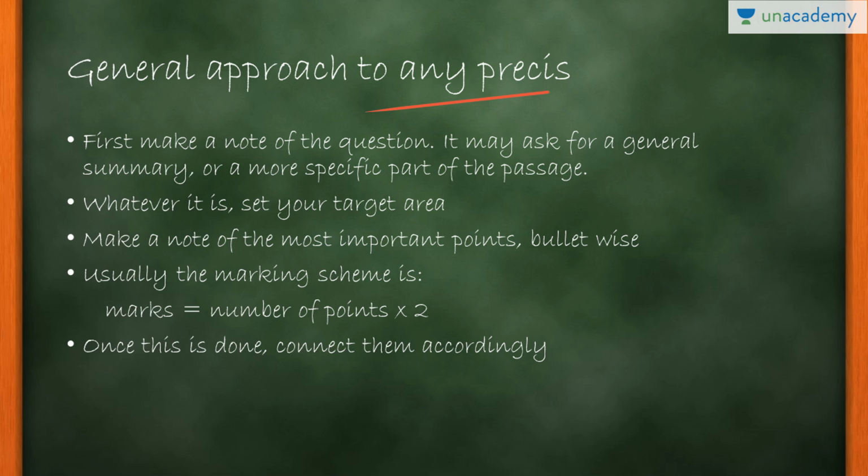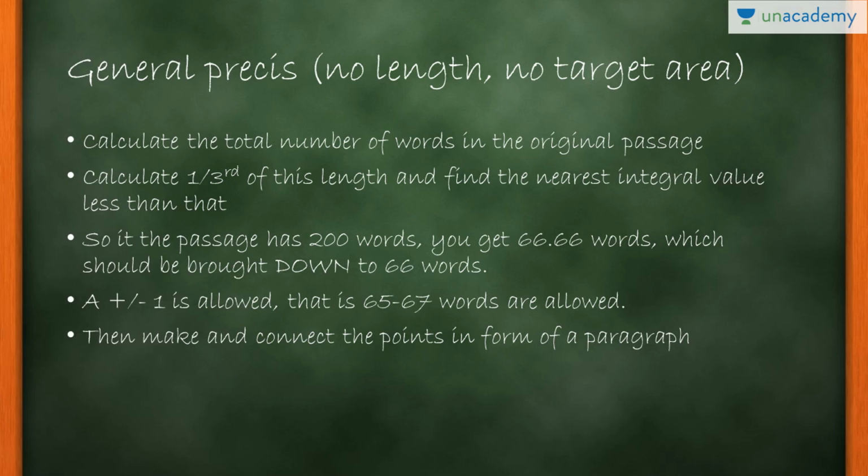Now, once your points are ready and once you have all of them listed down properly, all you need to do is connect them according to a few rules, and those rules are general functional grammar and sentence construction rules. There is nothing very weird about them. So moving on to that, the first sort of Precis that you get is a general Precis.